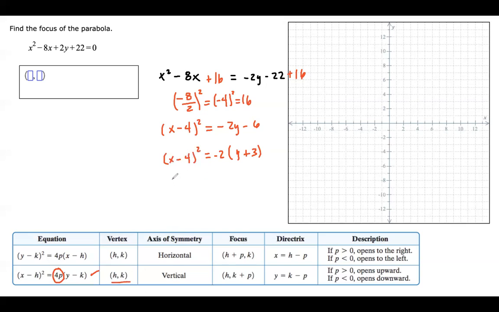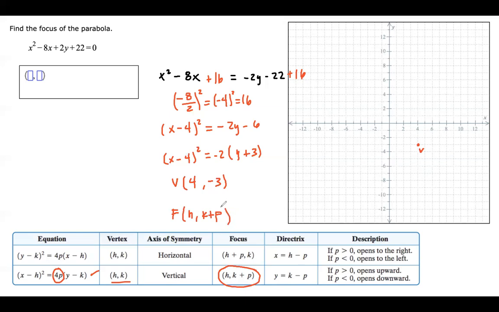The vertex is at h comma k. That means that h is 4 and k is minus 3, so the vertex is at 4 comma minus 3. If this is the vertex and we want to find the focus, we are going to use this formula right here. The focus will be at h comma k plus p.